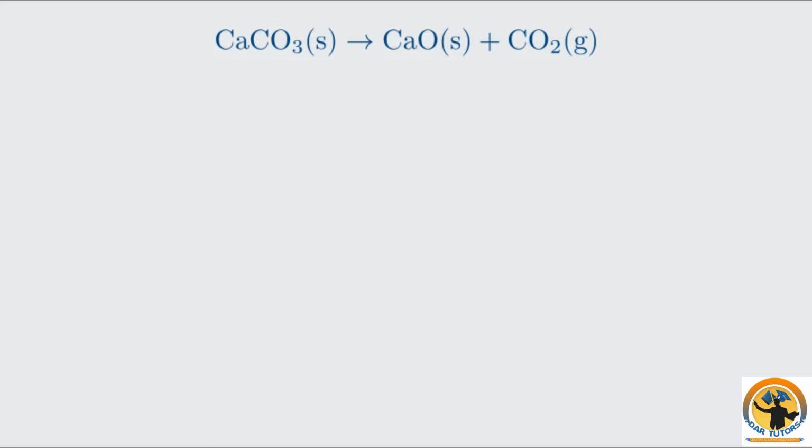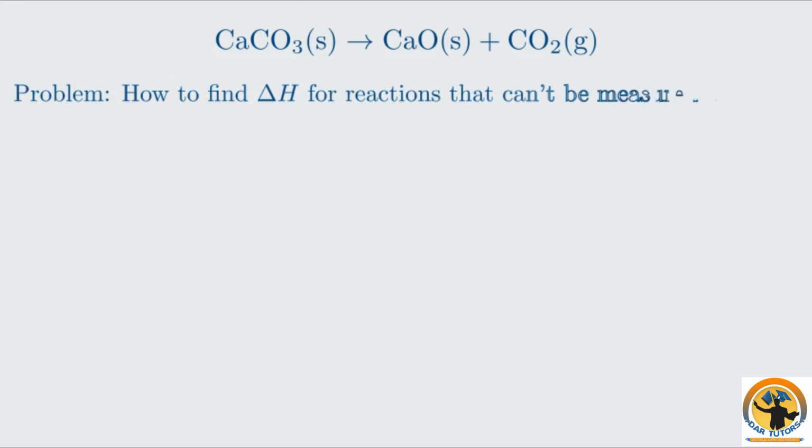Similarly, if we consider the incomplete combustion of graphite, the reaction can produce both carbon monoxide and carbon dioxide. This makes it impossible to isolate the enthalpy change for the formation of only carbon monoxide. So how can we determine the enthalpy change for these kinds of reactions? This is precisely where Hess's law becomes an indispensable tool. It provides a way to calculate unknown enthalpy changes using known measurable ones.